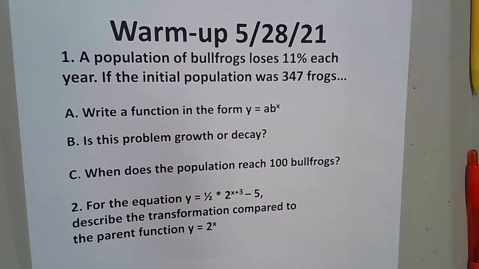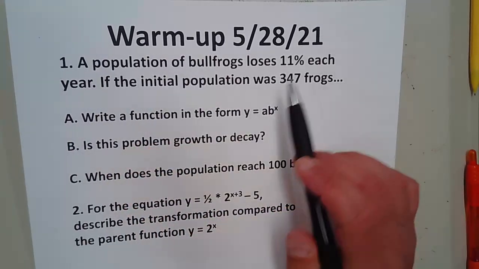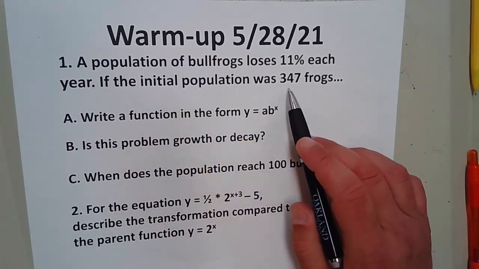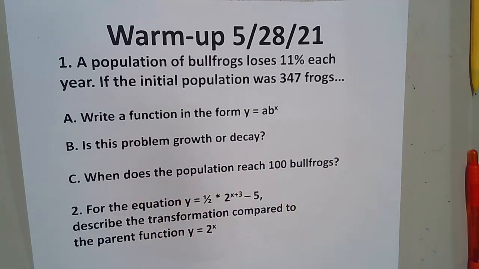All right, prepping for the quiz today. Figured we'd do just a couple main questions, stuff from a little earlier, back in like 6-1, just to make sure you remember it all. It says a population of bullfrogs loses 11% each year. If the initial population was 347 frogs, do the following. First thing, write the function, write the equation.